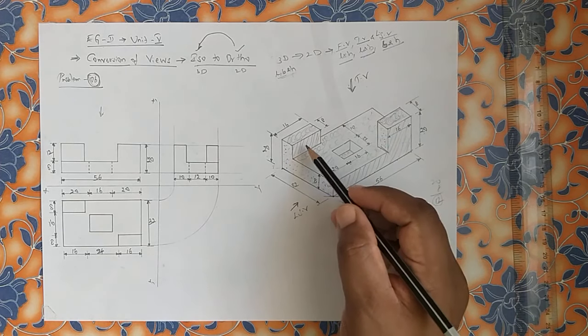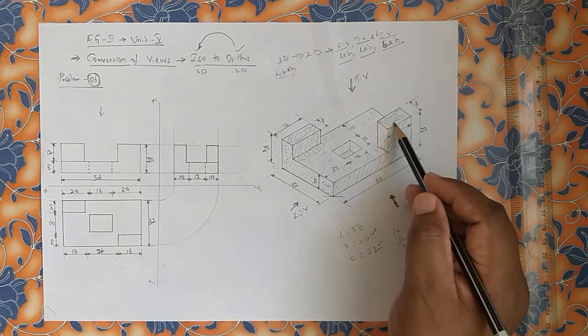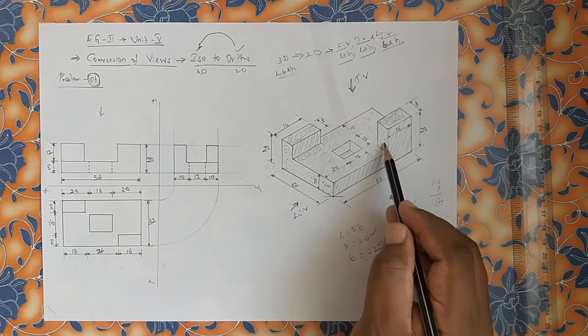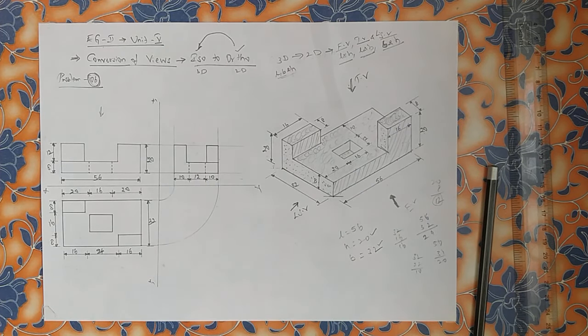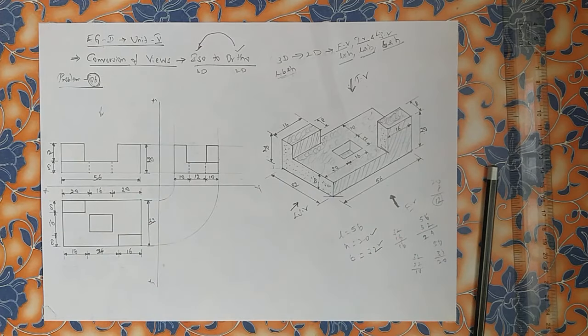L shape, hole, back side. Top view, box, left, right corner, through hole, side view, L, height, through hole. Clear everyone? See, this is another type of approach I have shown for how to draw this. Right? You are supposed to get educated how to convert your views from 3-dimensional to 2-dimensional.